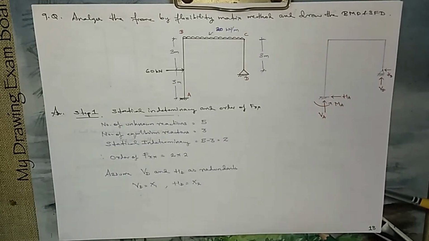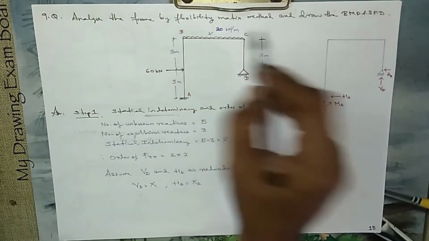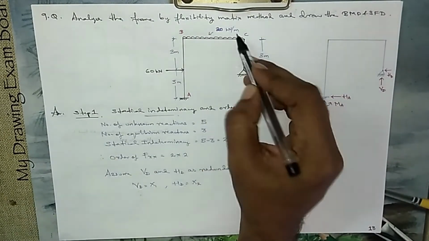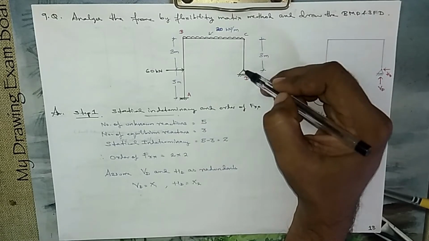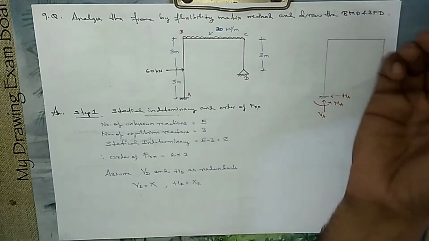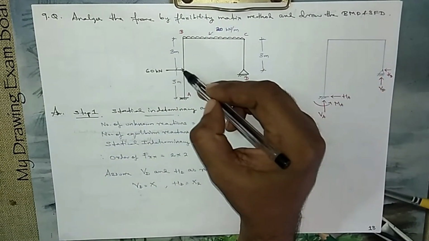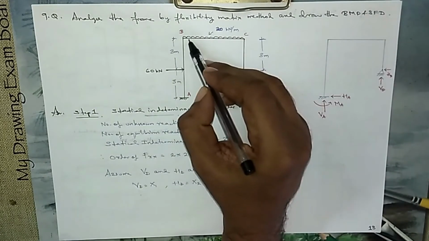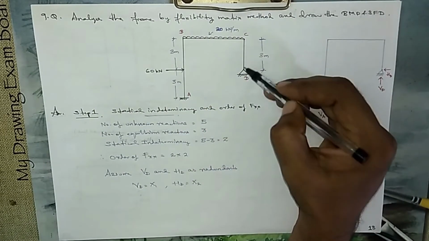Let's see one more problem on frame. So the question is, analyze the frame by flexibility matrix method and draw the BMD and SFD. The only difference in this question is I have added one more member on this side. The loads are all same as the previous example we have done. There is 60 kN concentrated load acting at the midpoint of this member and 20 kN per meter UDL acting on BC. There is no load acting on this member.